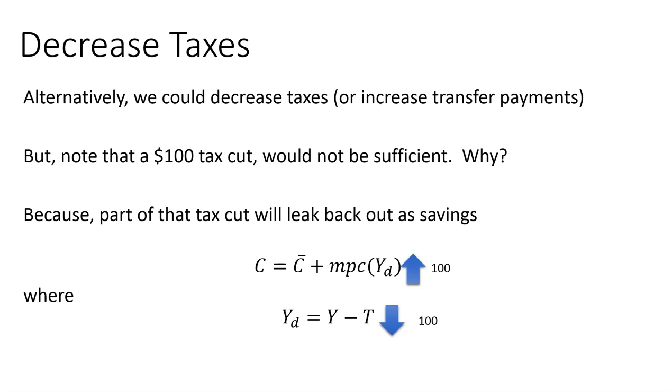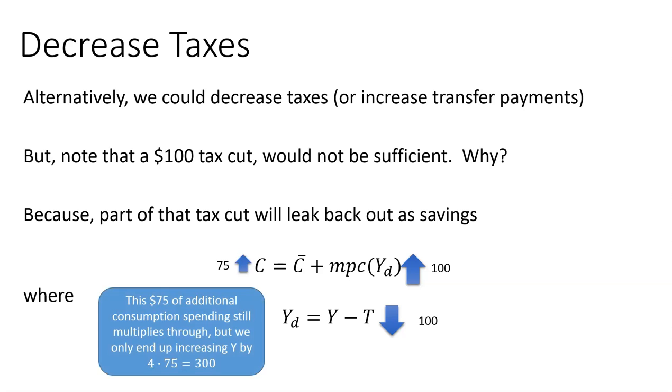But is that going to increase consumption by $100? As you can see in the equation, the MPC is there, and the MPC is less than 1. We're saying the MPC is 0.75, so an increase in disposable income of $100 is going to increase consumption spending by 0.75 times $100. So we're only actually going to see $75 of additional spending. Now, to be sure, that is going to multiply through in the same process, so we're going to get $75 of new spending times the multiplier of 4, which should increase output and income by $300.